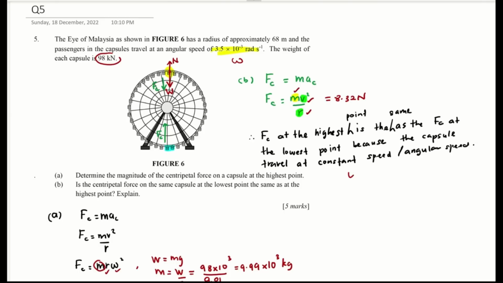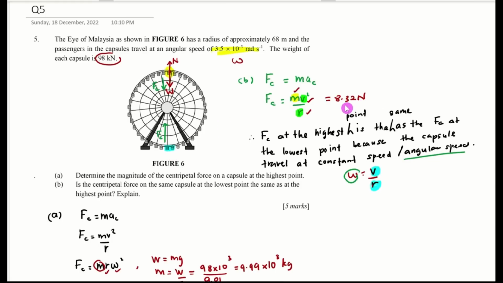Why? Because omega is equal to v over r, where v is the speed. Since the speed is constant and r is constant, it means that omega, or the angular speed, is also constant. So when we calculate the centripetal force at the highest point or at the lowest point, you will get the same value, 8.32 Newton.